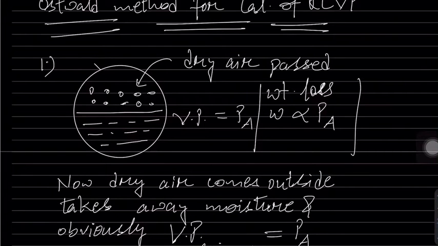So the target is for calculation of relative lowering of vapor pressure and the molar mass of unknown solute. Two purposes are to be solved by the Oswald and Walker method. First of all is calculating the relative lowering of vapor pressure, and another is molar mass of the unknown solute.